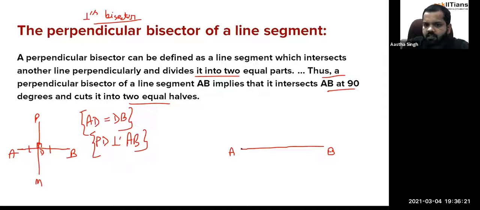Just take your compass at A, with more than half. If you don't know what half is, just put the pointed end of your compass at A, and your pencil near B, and make an arc. Make an arc above it and below it, right?